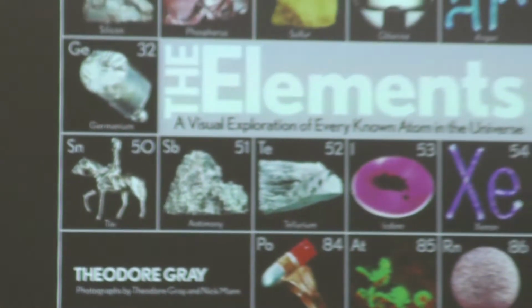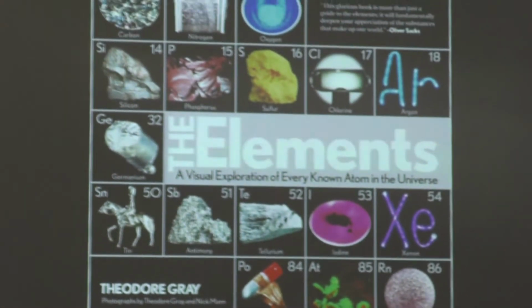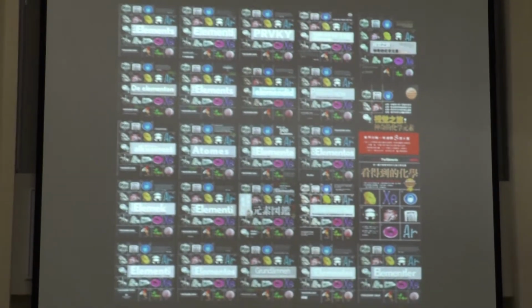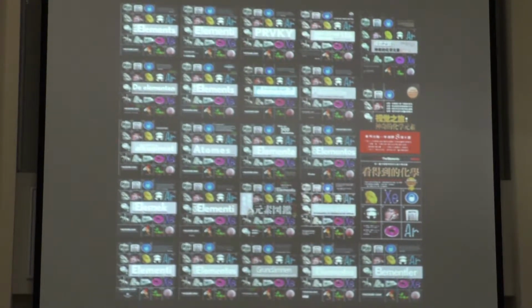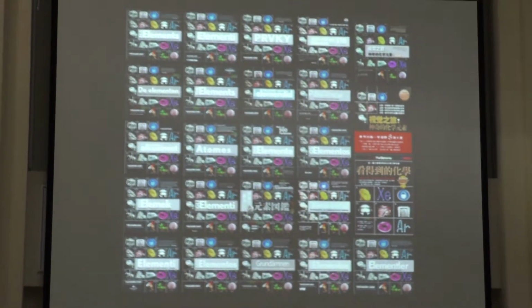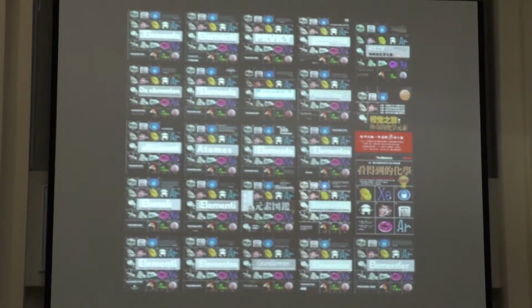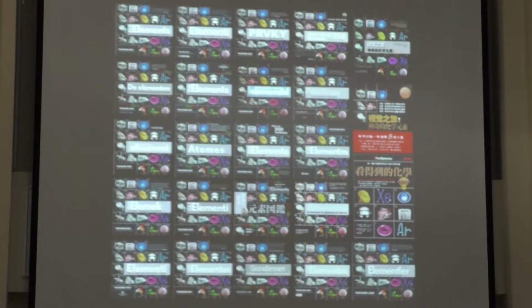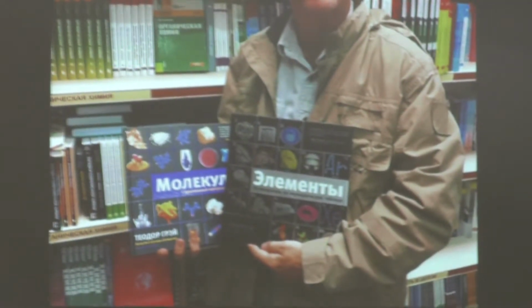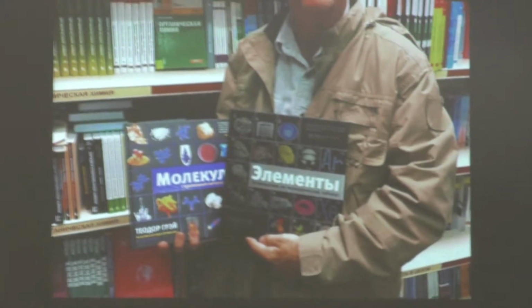So I thought I'll write a book. Because after a while, I had enough to say about each element, so I thought I'd write a book. That book has now been translated into 25 languages. It's sold something like 1.5 million copies. It is also available in Russian, along with its sequel, Molecules. And in fact, just yesterday, I found these in a bookstore. I don't remember the name of the bookstore, but maybe somebody can tell me what it was. So these are available here in Moscow in the bookstore.